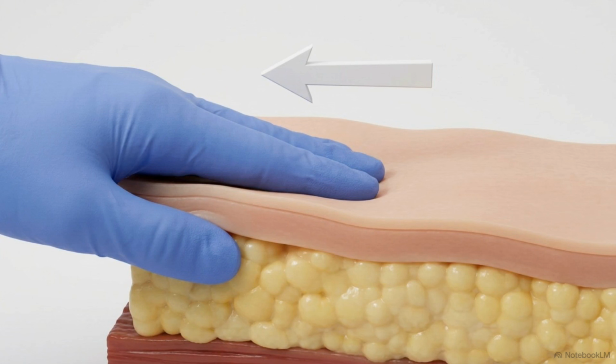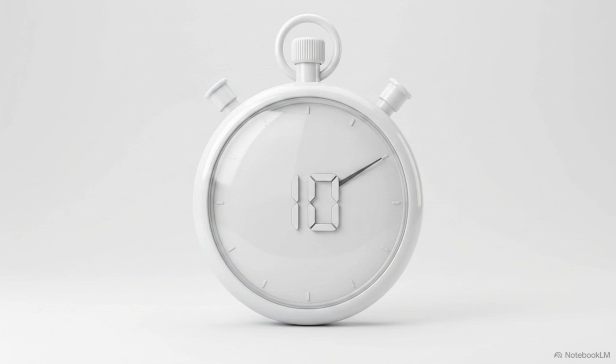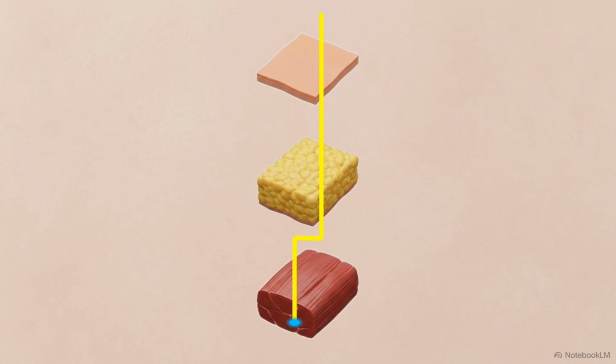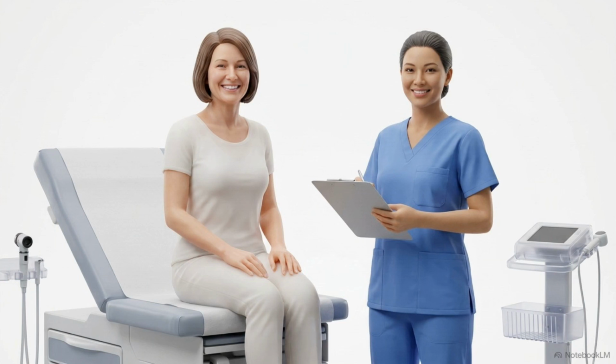Maintaining firm lateral tension, waiting the full 10 seconds, and avoiding post-injection massage are the requirements for a successful seal. These mechanics ensure the full dose reaches the muscle tissue while protecting the patient from localized pain and long-term tissue damage.